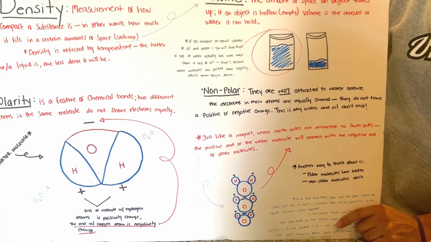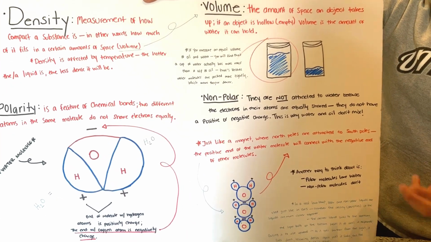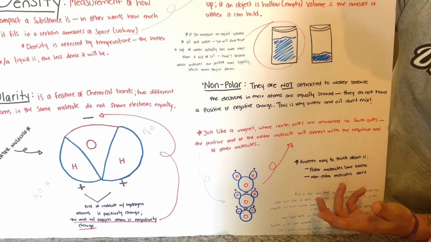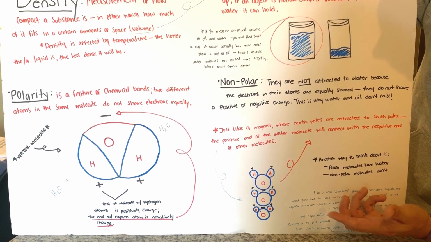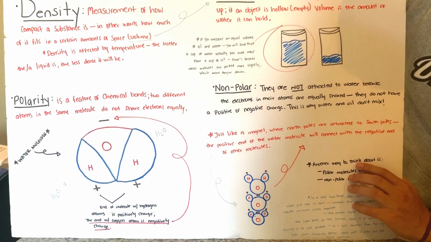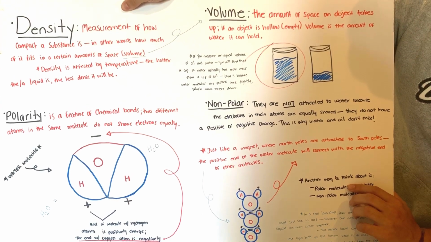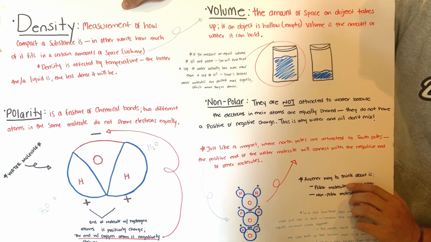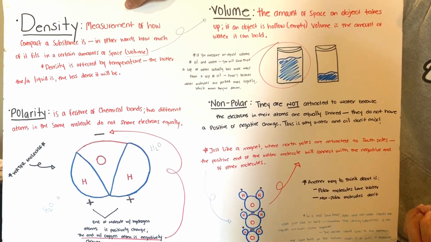So, think about it like a magnet. Where north poles and south poles attract each other, it's the same thing with polar molecules. The positive end of the water molecule will connect with the negative end of the other molecules. So if you measure an equal volume of oil and water, you will find out that the cup of water actually has more mass than the cup of oil. And that's because water molecules are packed more tightly together.